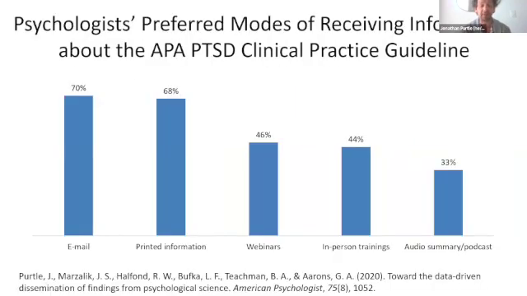And again, here is an example from the APA work. Here we provided survey respondents with the opportunity to select all the different ways they might like to get evidence, information about the APA PTSD clinical practice guideline.